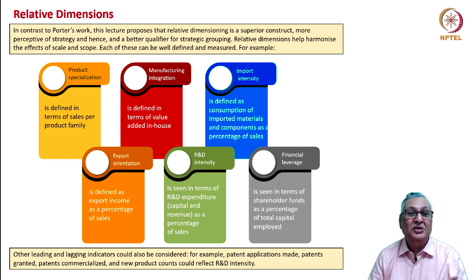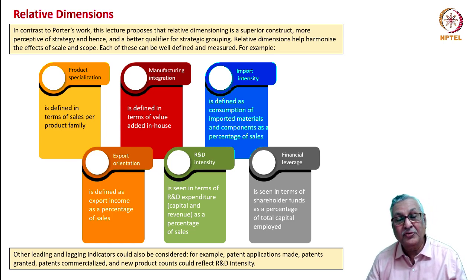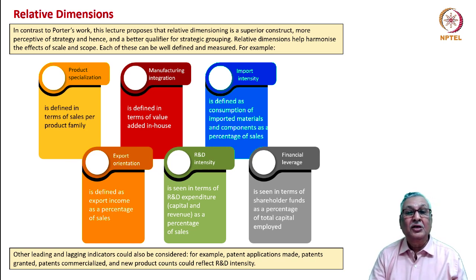Let's look at product specialization. We can define it in terms of sales per product family. That is, if you have a sale of 1000 crores but have only 5 products which are leading to the turnover, you are relatively more specialized than a company which is deriving 1000 crores of turnover with 20 products. So your product specialization is higher.